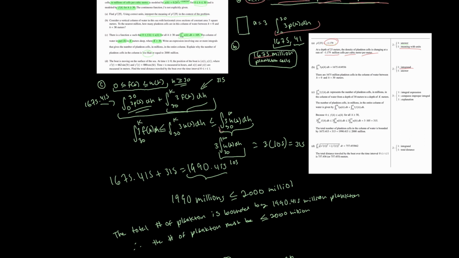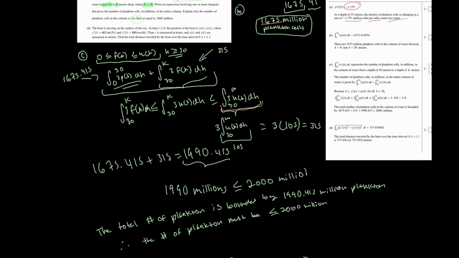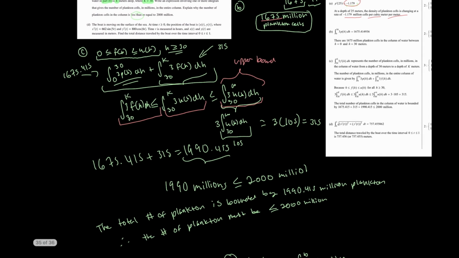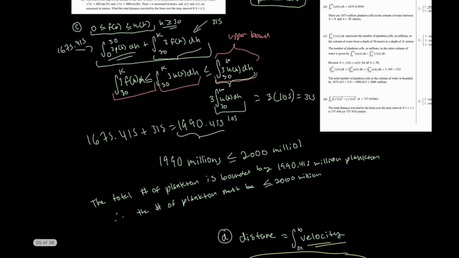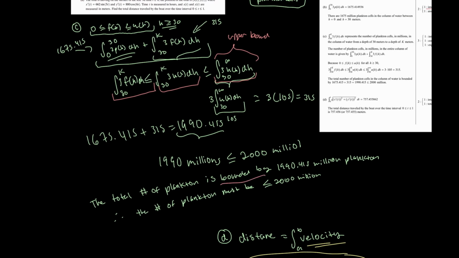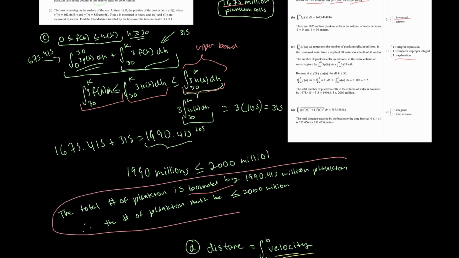And then comparing the improper integrals, we must show that we understand that u of h is an over approximation for f of h, and then we're using u of h from 30 to infinity to, again, over approximate. So this can be done through inequalities or a sentence explaining your comparisons between the two, but we need to show that we're comparing the improper integrals and show that u of h is greater than f of h, and then u of h from 30 to infinity is greater than the integral from 30 to k. And then finally an explanation, so we need to explain why we get an answer that is less than 2,000 million. And that's also answering the question again.